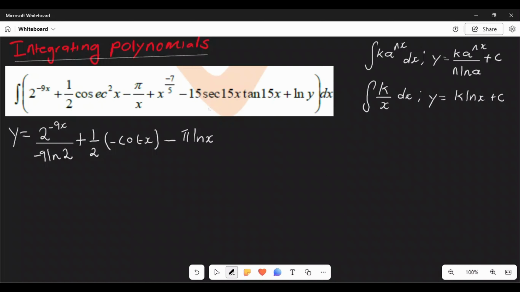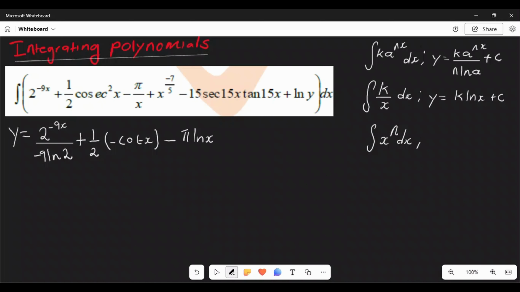Now let's go to the fourth term. Now the fourth term, we have x to the power of -7 over 5. Now this one here, guys, is the one where we can say it's the power rule. All right, so to remind you again, this is how the power rule looks like. You're gonna have x to the power of n dx.